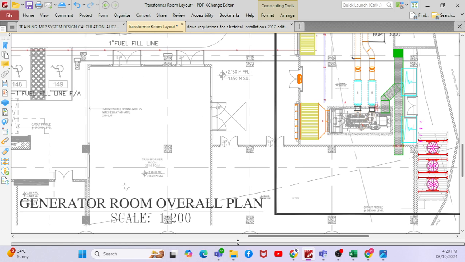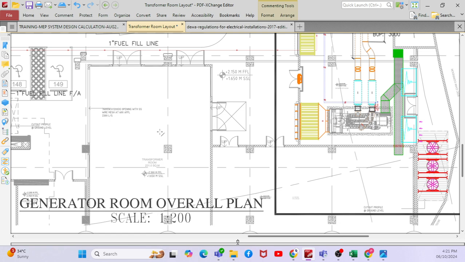After some time, due to the excess heat, the transformer will start giving inefficiency because of the excess heat inside the transformer room, right? So what is our purpose? We have to take out all the excess heat from the transformer room. So we are going to calculate the transformer ventilation capacity, how to take out all the excess heat from the transformer room. That is what we are going to calculate.